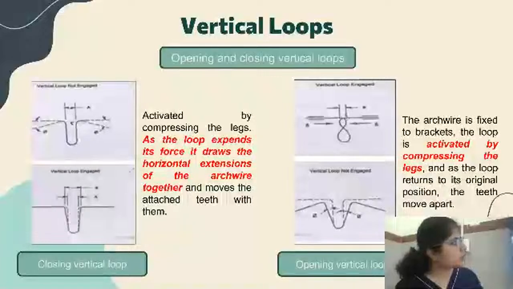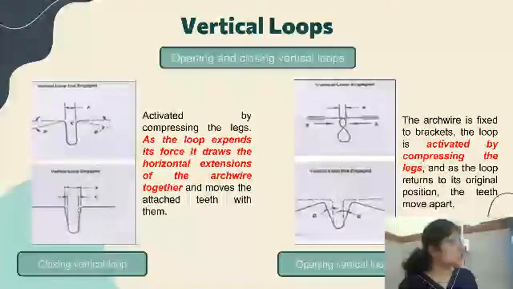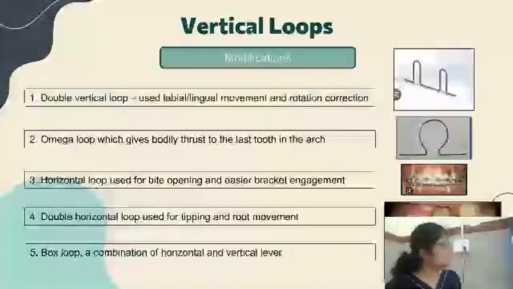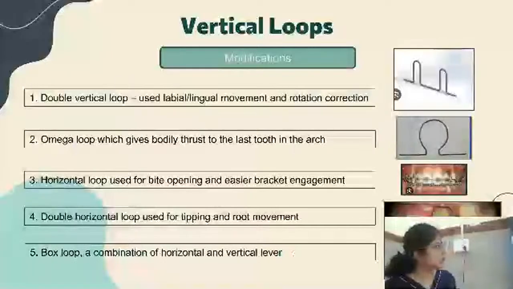Now the arch wire is fixed to brackets. The loop is activated by compressing the legs. And as the loop returns to its original position, the tooth moves apart. Now, modifications of vertical loop. First is double vertical loop used for labiolingual movement and rotation correction.